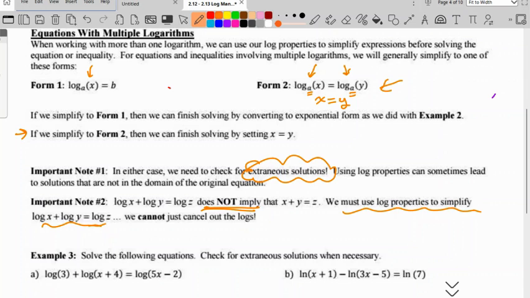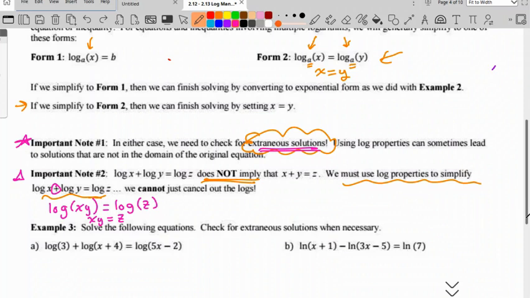Now, what could we do with the log properties here? What's actually true here? What is the sum of these logs? That's the log of their product. The log of their product equals the log of z. And now, what can you tell me? That's right. Now we can drop the logs and say if the log of xy equals the log of z, then xy must equal z. So we do have to use those log properties to get it down to a single log on each side with the same base before we drop the logs. Super important note. Don't forget either one of those: extraneous solutions, and there has to be a single log on each side.